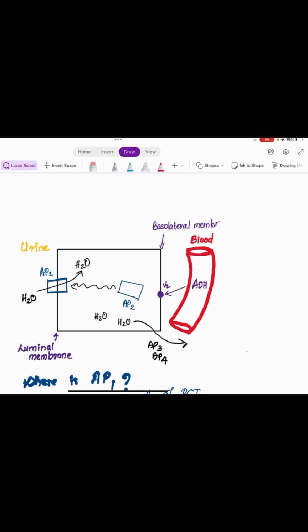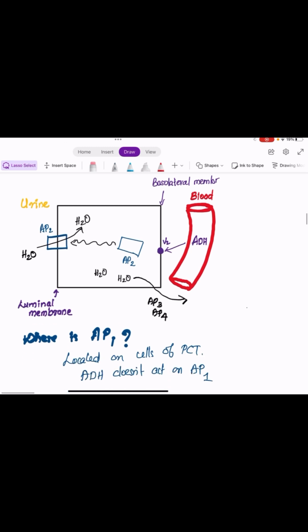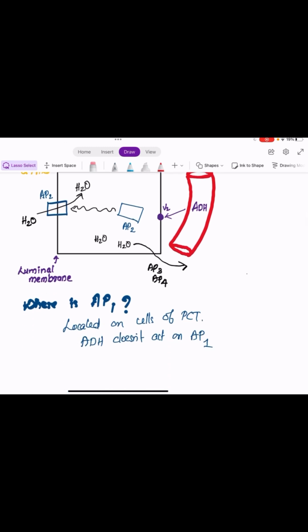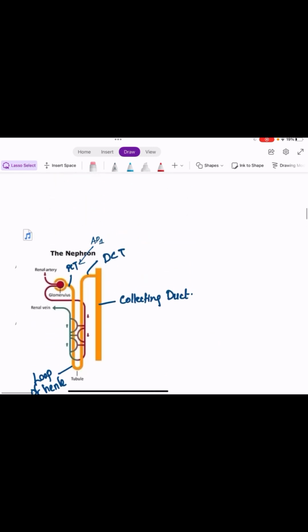So when ADH binds to the V2 receptor, it causes mobilization of aquaporin 2. So aquaporin 2 now goes and sits on the luminal membrane. The water in urine now travels into the cell, and then this water travels into blood through aquaporin 3 and 4 channels. So where is aquaporin 1? It is located on the cells of the PCT, and ADH does not have an action on aquaporin 1. Aquaporin 1 is present on the PCT.